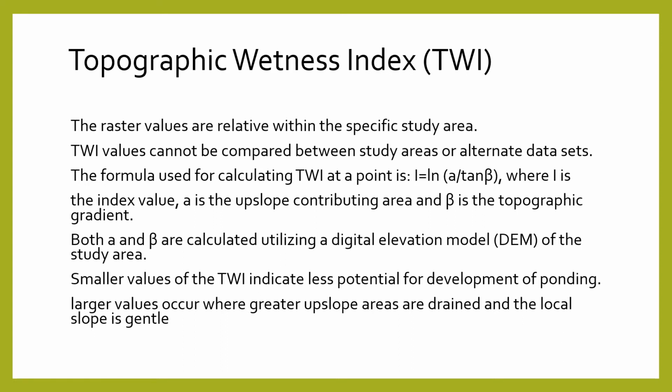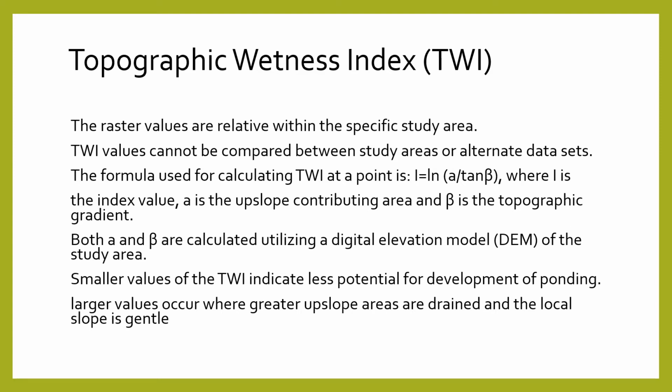The thing that you need to pay attention to here is it's an index model, and TWI at any given point is I, or the index value, equals the ln of A divided by tangent B, where I is the index value, A is the upslope contributing area, or the flow accumulation raster, and B is the topographic gradient, or the slope. Now, this says tangent B. If you calculate slope as degrees, you have to throw in the tangent function to convert degrees of slope into percent slope. If you calculate percent slope, you don't have to worry about the tangent part of the equation, and you can simply remove it.